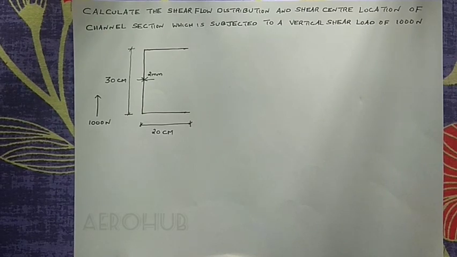In the previous lecture we discussed what is shear center and elastic axis, and also how to estimate the shear flow distribution for an unsymmetrical section. In this lecture we will find out the shear flow distribution for a channel section which is symmetric about your y-axis, and also we will find out the location of the shear center for this corresponding section.